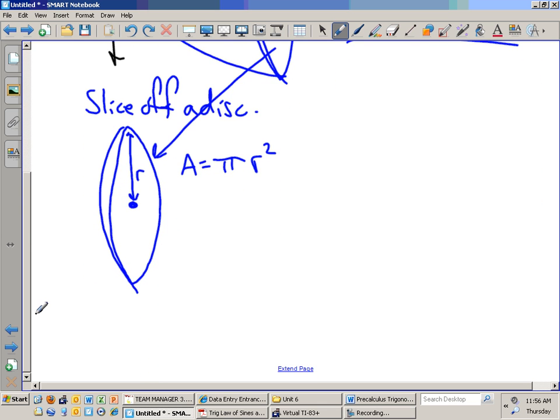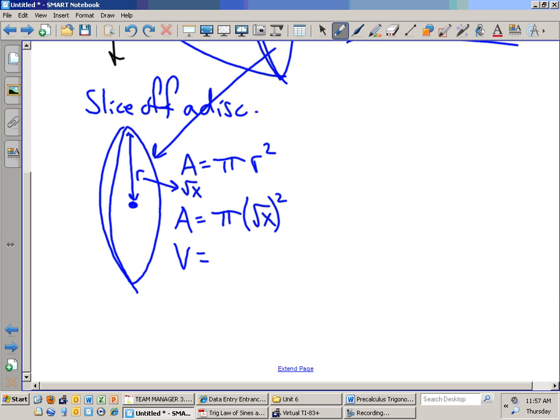So what is the radius in this situation? The square root of x. So the area is equal to pi times the square root of x quantity squared. Now we'll simplify that in a second. I just want you to see it. Now we're not finding area though. We are finding what? Volume.